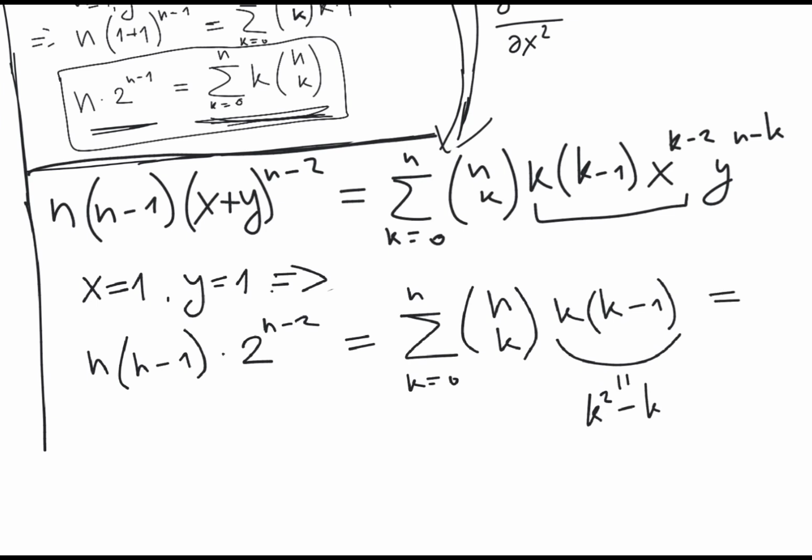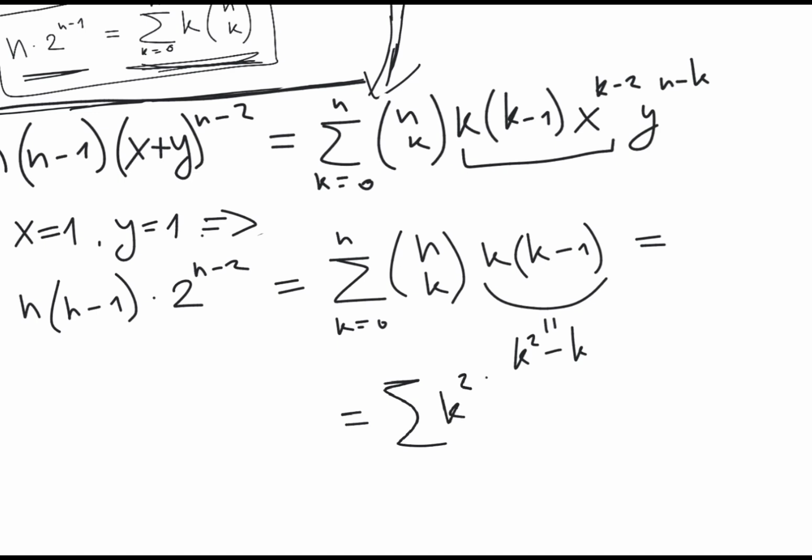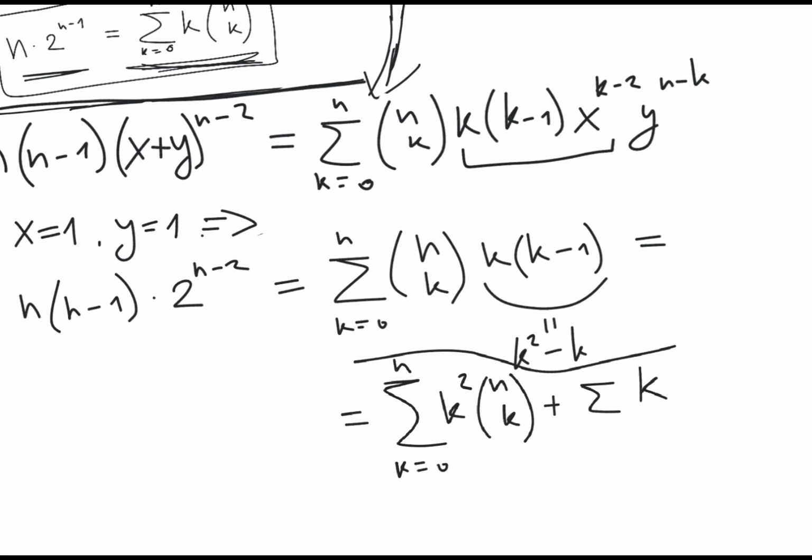And so the whole right hand side is equal to two sums: the sum of k squared multiplied by the binomial coefficient, for k from 0 to n, minus the sum of k multiplied by the binomial coefficient n choose k.